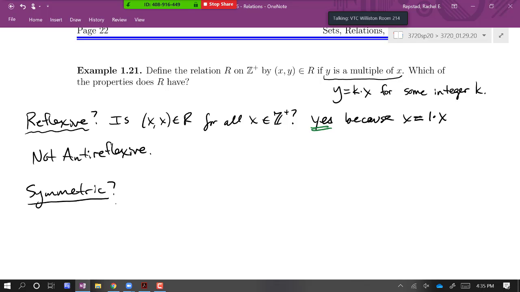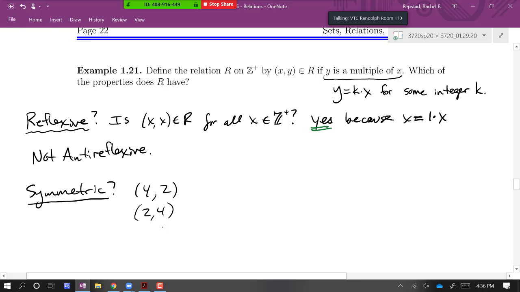Basically I'm just saying, can you give me an integer and then some multiple of that integer? Like 4 and 2. So 4 is a multiple of 2. So you're saying that if 4 is a multiple of 2, let's be specific. Are you saying that (4, 2) is in the relation or (2, 4) is in the relation?